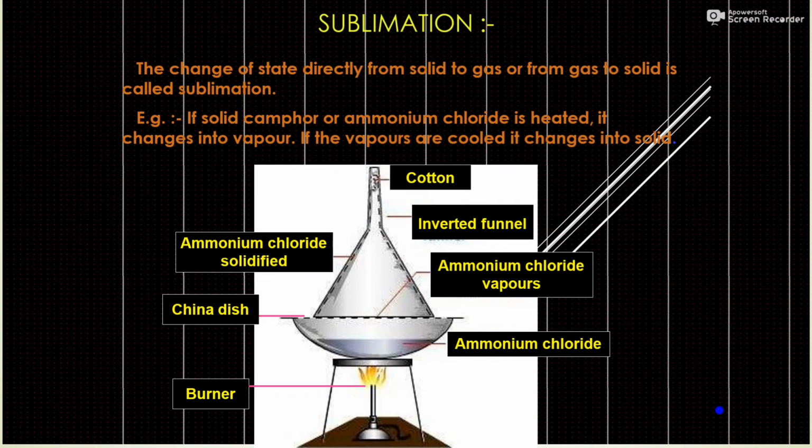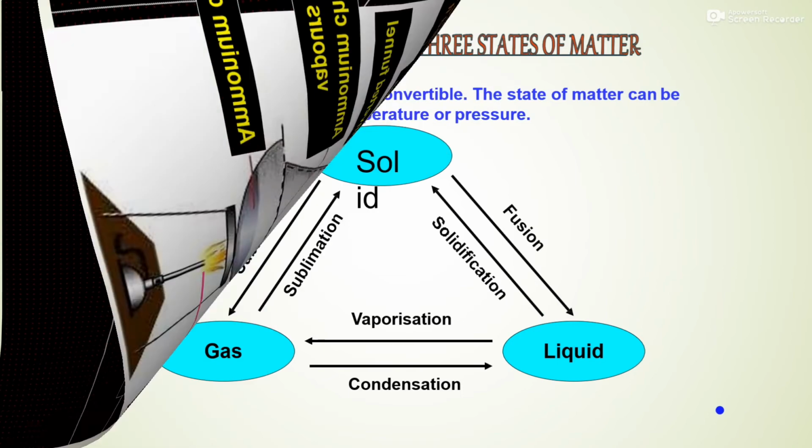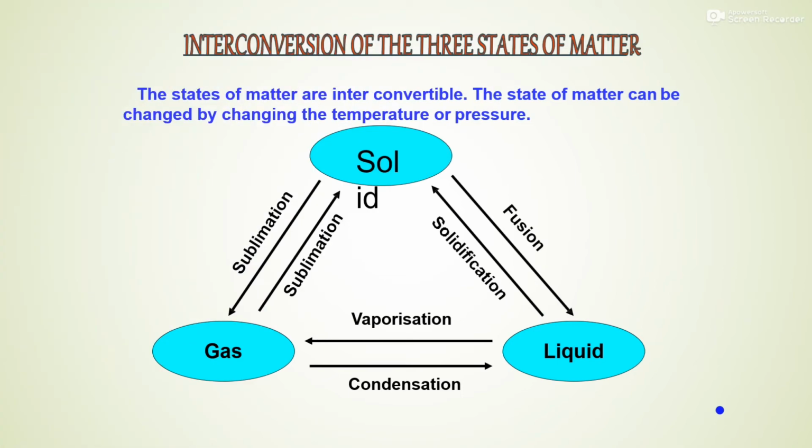Then sublimation. The change of state directly from solid to gas or from gas to solid is called sublimation. Actually, the process of change of gas to solid is called deposition, but this is one type of sublimation. If solid camphor or ammonium chloride is heated, it changes into vapor. If the vapors are cooled, it changes into solid. So ammonium chloride and camphor are volatile substances, which change directly from solid to gas.